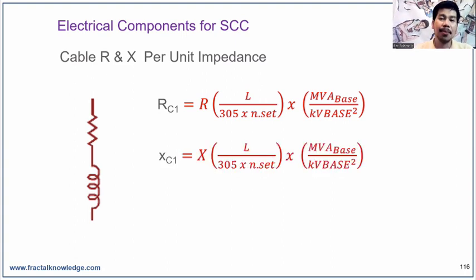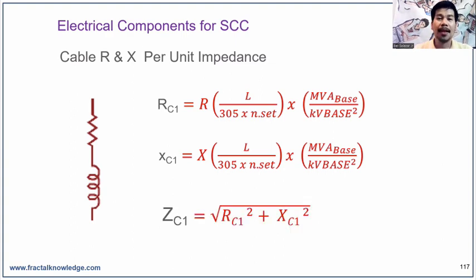For the reactance of cable 1, it is equal to X from the PEC table, closed quantity, length of the wire over 305 times the number of sets of wire per phase, closed quantity, times open quantity, MVA base divided by the KV base squared, closed quantity. Please save this in your list of formulas, okay? And the impedance is equal to the square root of R squared plus X squared for that specific cable.